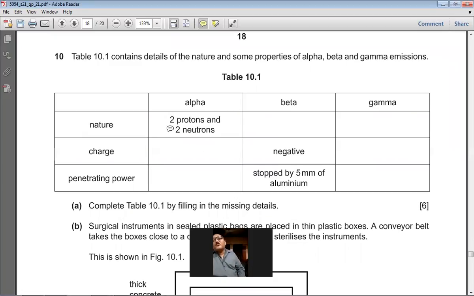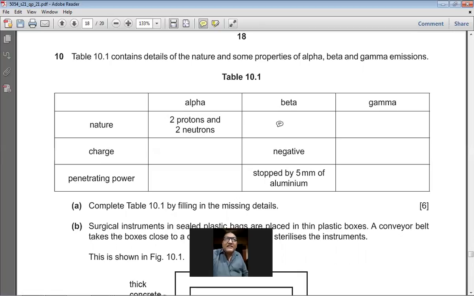Okay, so first of all, we have the alpha. It has 2 protons and 2 neutrons. Charge on them is positive. Penetrating power is very low, just a few centimeters in the air, 3 or 4 centimeters in the air. It will be stopped by a paper.